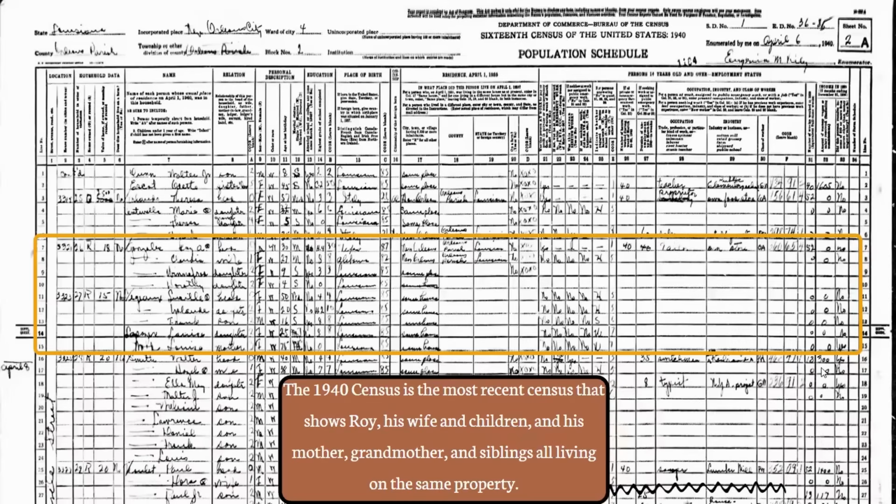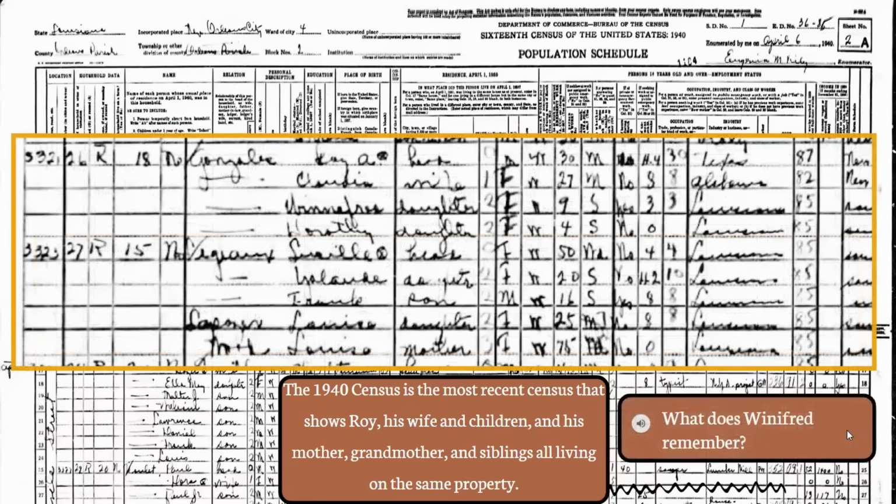Now, the next thing I wanted to do was look at the census. The 1940 census is the most recent census we have that shows Roy, his wife and kids, his mother, grandmother, and siblings all living on the same property. So this is in New Orleans where they're living. I believe this was on Bienville Street. So here we have Roy, Claudia, Winifred, Dorothy.